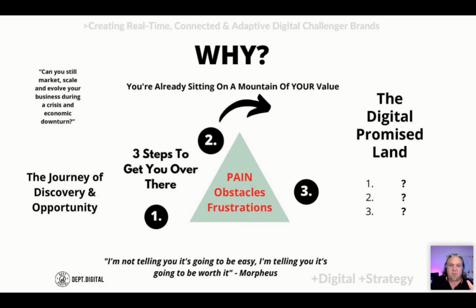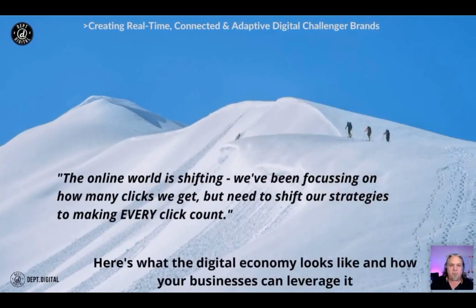It's not easy, right? Let's be perfectly honest, but it's going to be worth it. Now, in the last 18 months or so, the online world has been shifting, and I guess it's beyond 18 months as well, but we've really seen this compressed quite dramatically in the last 18 months. We've been focusing on some of the strategies that haven't actually been working very well, right? We've been focusing on how many clicks we get, but we really need to shift our strategies to make sure that every click counts as well.